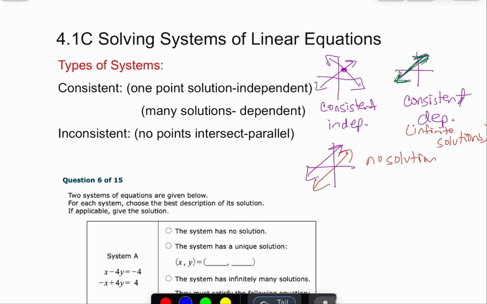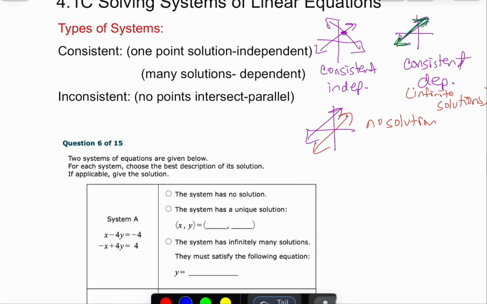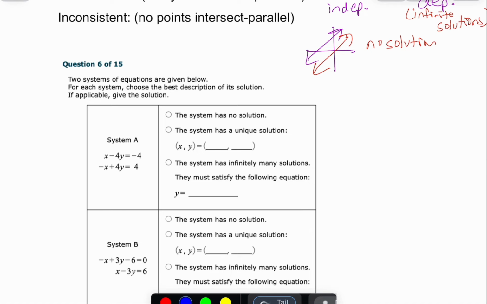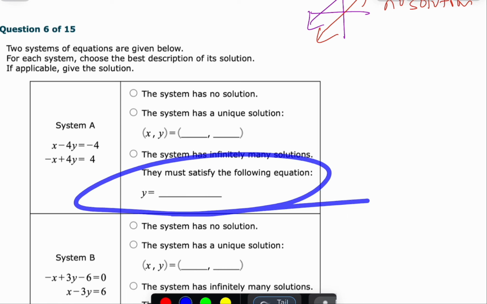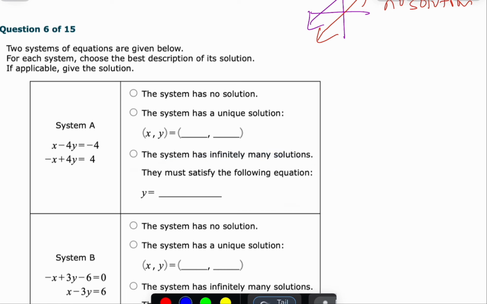Now you can check these by graphing them, but we want to see what happens with the algebra. So in this problem, they say two systems are given, and for each system choose the best description, and if applicable, give the solution. So there are three things to look for. They're parallel, they don't overlap at all. They have one place where they intersect. Or maybe they just are going to have infinite solutions that satisfy either equation solved for y.